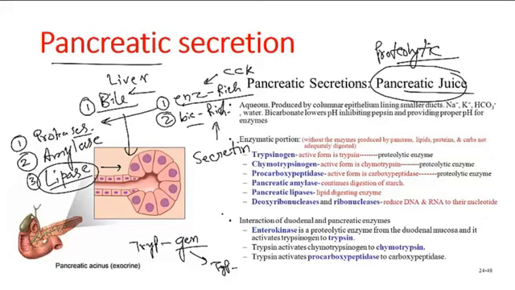Actually, enterokinase is the enzyme that helps in the conversion of trypsinogen into trypsin. Enterokinase converts trypsinogen into trypsin, and this trypsin activates chymotrypsinogen into chymotrypsin, and then trypsin activates procarboxypeptidase to produce carboxypeptidase. So these are chain events, but first started with the enterokinase enzyme.